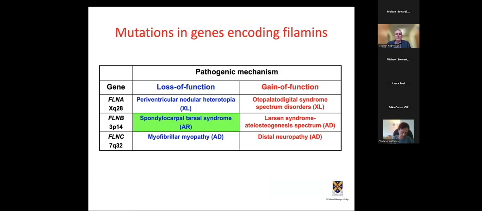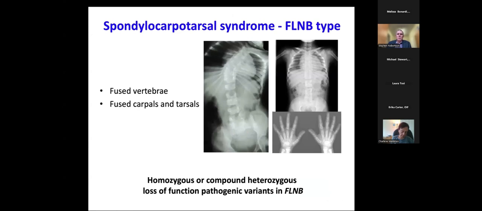So those are my filamin A related disorders. I now want to briefly talk about filamin B. This loss of function mutation in filamin B, in homozygous form, so this is a recessive disorder, leads to this quite remarkable spondylocarpotarsal syndrome phenotype. So we have bridging and fusion of vertebral elements in these children.